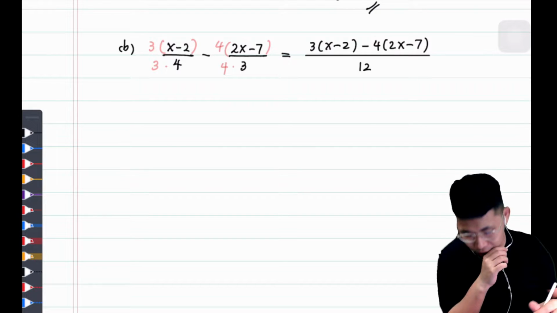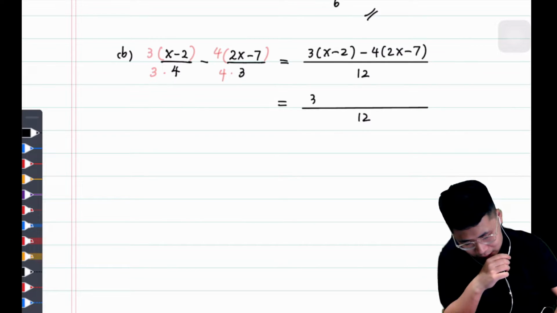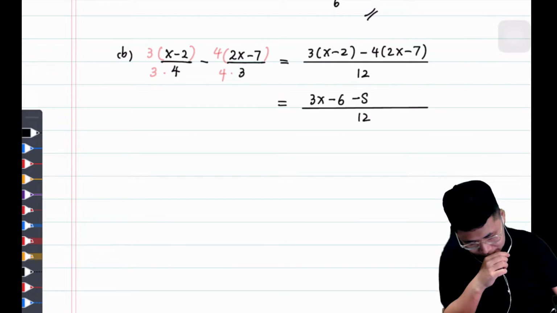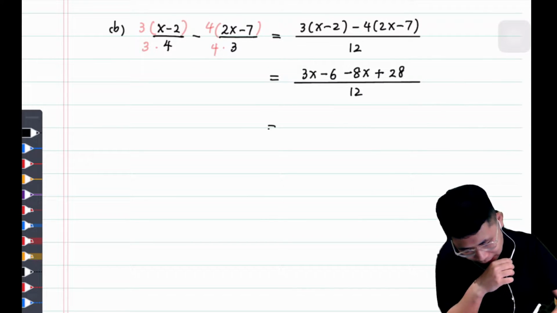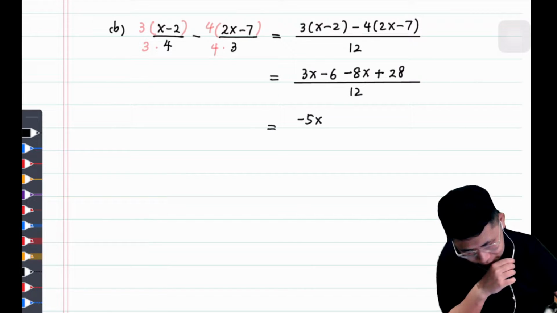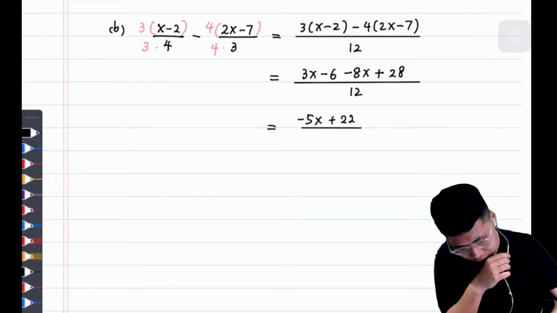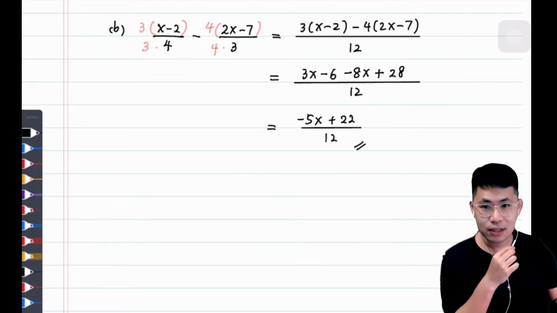I want you to see this one: minus 4 times 2x minus 7. So let me expand now. The denominator is still 12. On top, 3 times x, 3 times negative 2, negative 4 times 2x, and negative 4 times negative 7. You see this over here? The last step is 3 minus 8 would be negative 5x. Negative 6 plus 28 will give me plus 22. You can use your calculator to add one by one. So the final answer will be negative 5x plus 22.